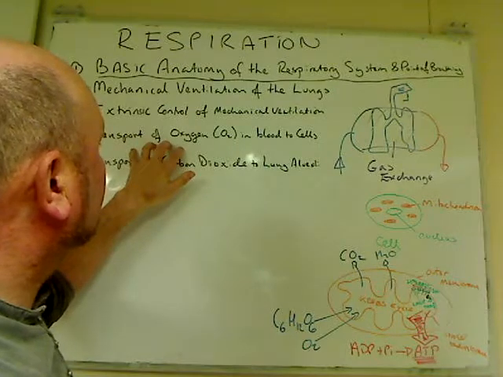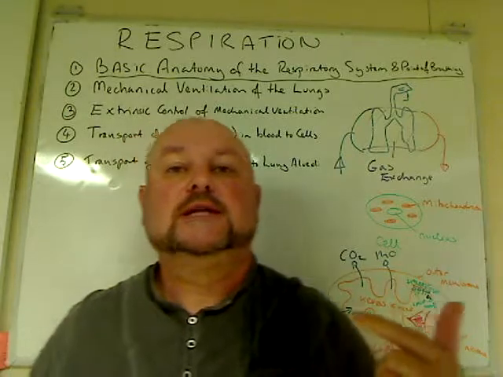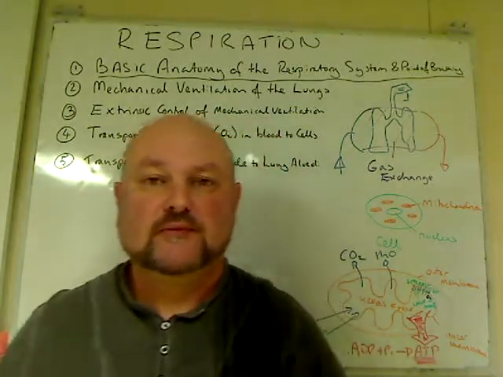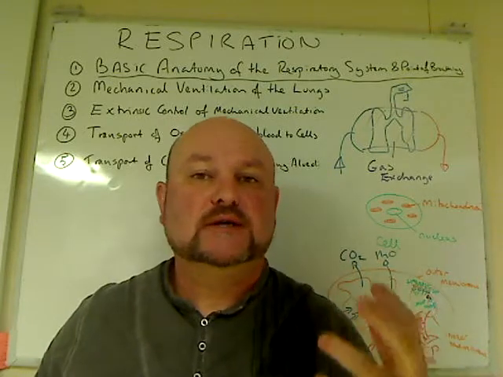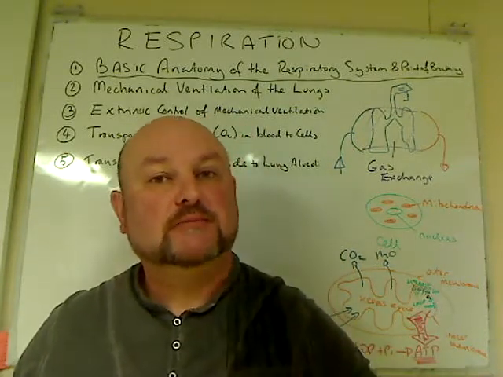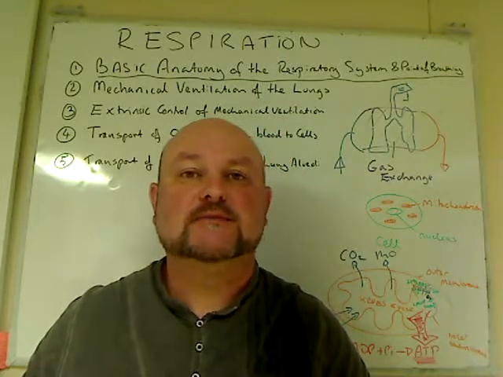And then to finish off, we're going to look at how oxygen is transported from the lungs and then released at the cells. And then we're going to finish off with looking at how the carbon dioxide is picked up from the cells as a byproduct and then taken back to the lungs and released back into the atmosphere.